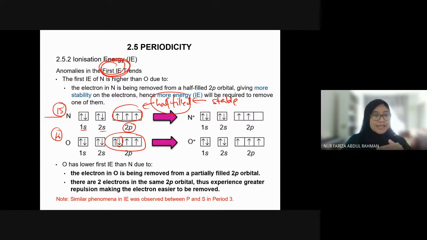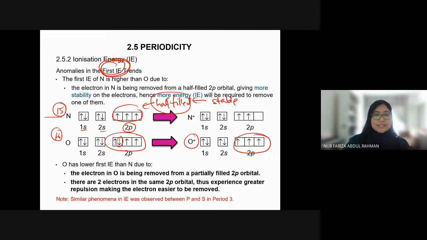But boleh predict tak the second ionization energy? Nanti kalau nak buang one more electron from O plus, it will become harder lah. Sebab now dia dah jadi stable, half-filled dekat situ. That is for second ionization energy.